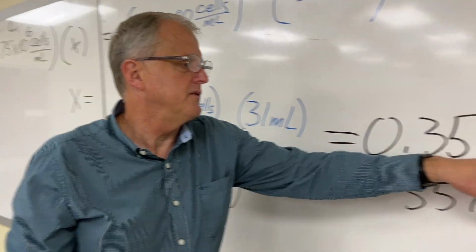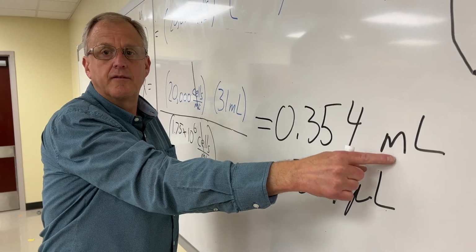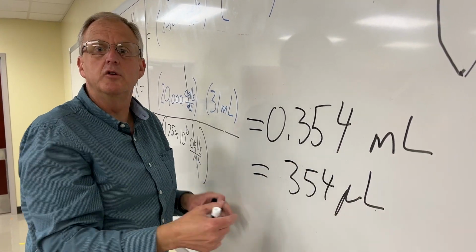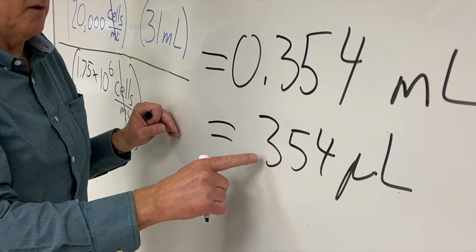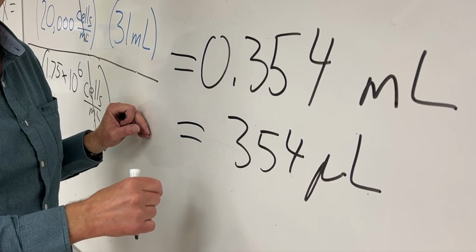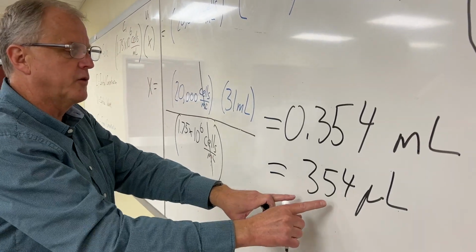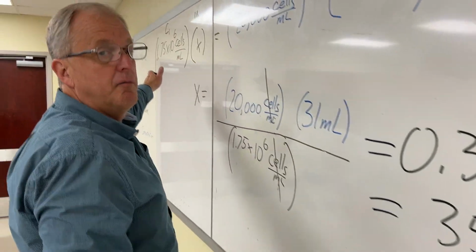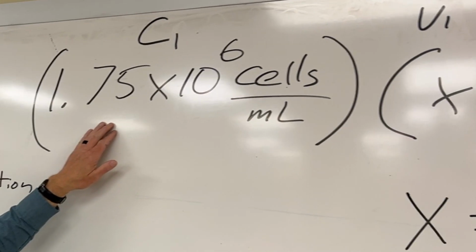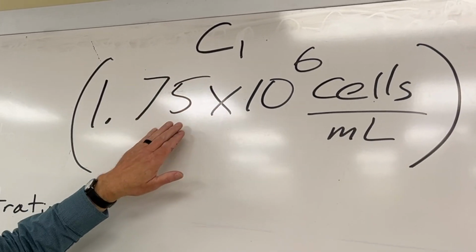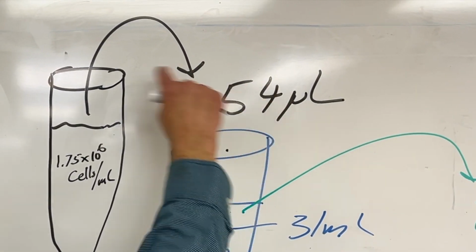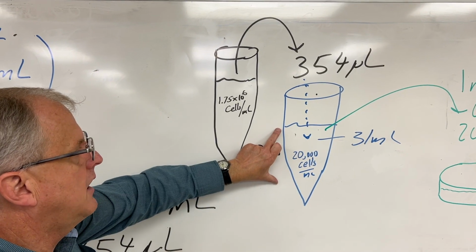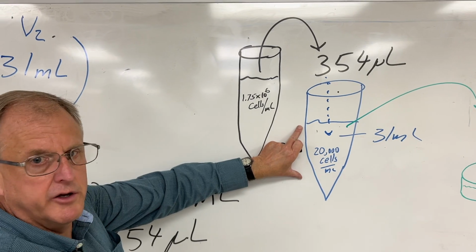milliliters. Another way of stating this is that we can convert this to microliters. So when you use your pipette, you will set your P1000 to 354 microliters. Now what I'll do is I'll take 354 microliters out of my initial stock of 1.75 million cells per mil, and that's what we have right here. Take out 354 microliters, and I will put it in our volume of 31 milliliters.